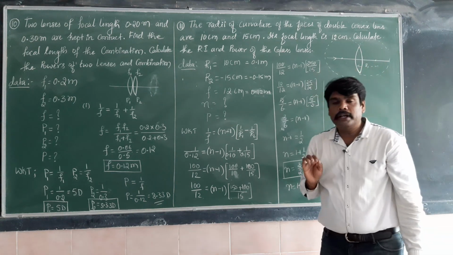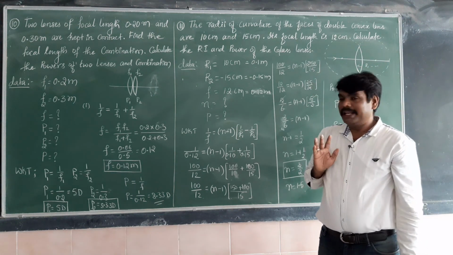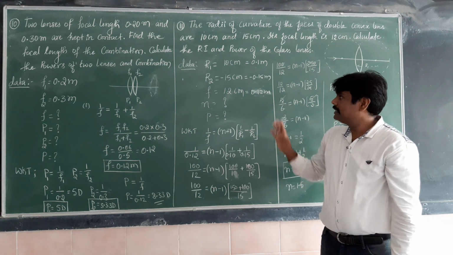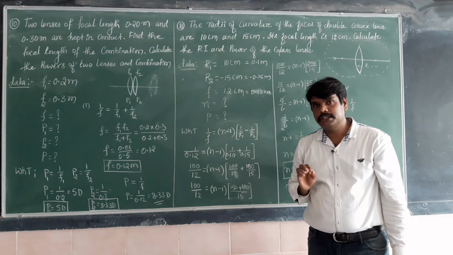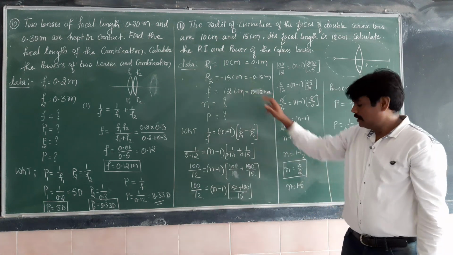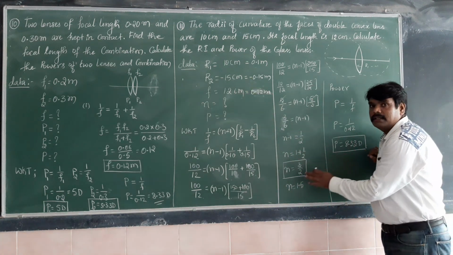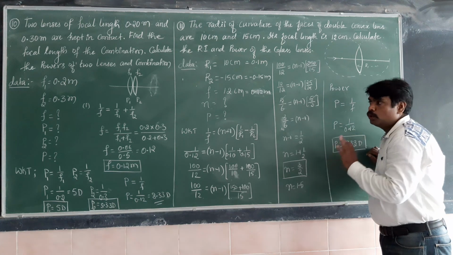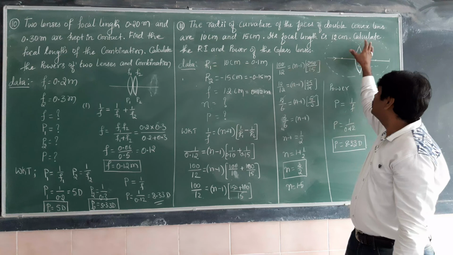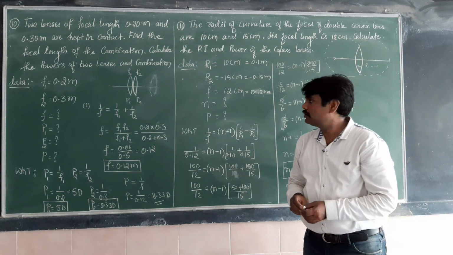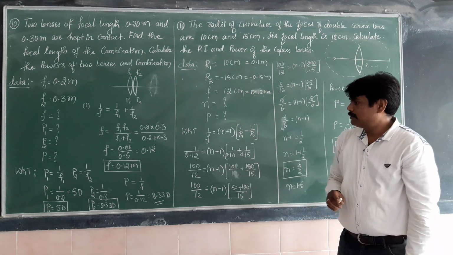And one more important thing the students have to remember while solving this problem is sign convention is very important. If you are missing this sign, obviously the answer will be a different value. So don't forget to put the proper sign value here. You can go through the sign convention rule, then it is easy to solve this problem.